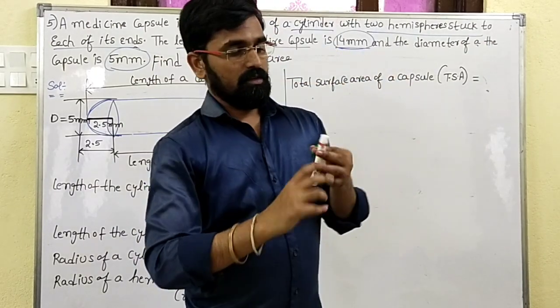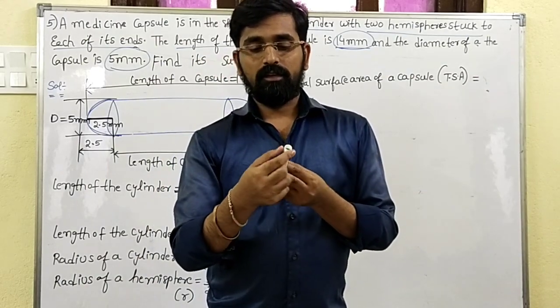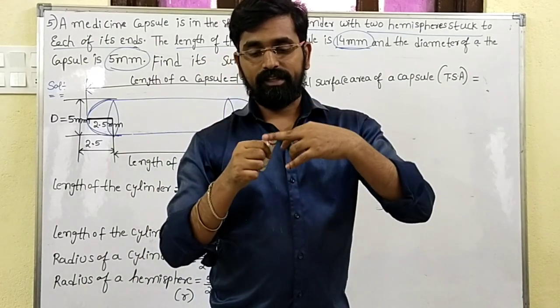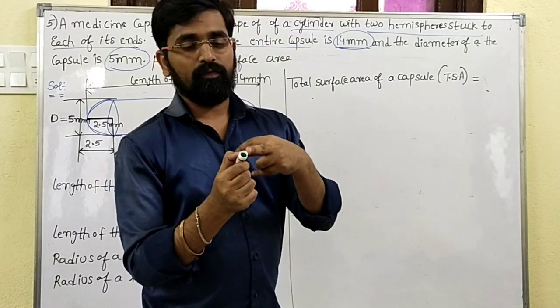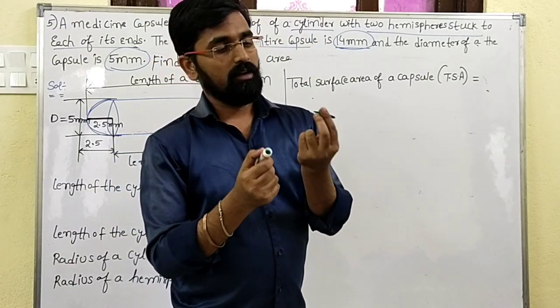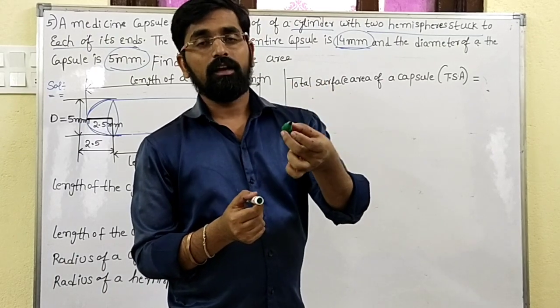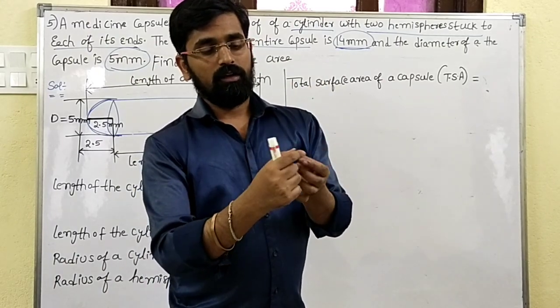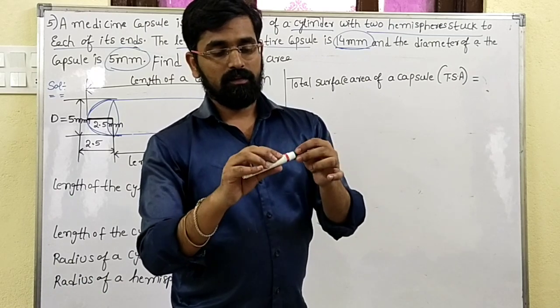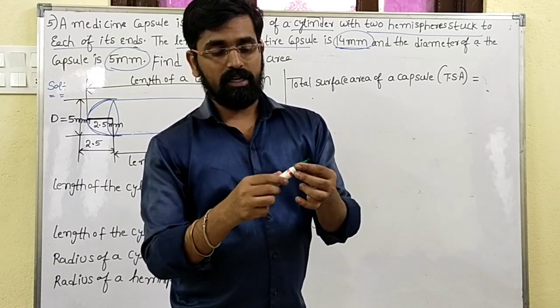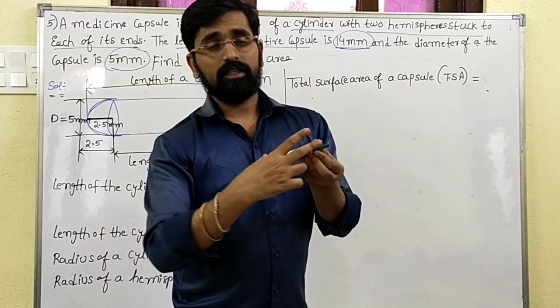So this, if I open it, with one side open, is called the CSA of a cylinder. And this is called the CSA of a hemisphere. Just don't go with the cone; let us think of it as a hemisphere. When I put them together, it becomes the TSA, the total surface area.